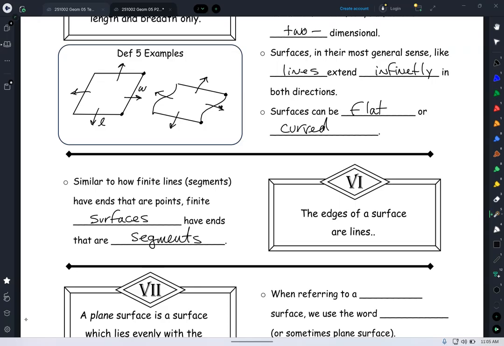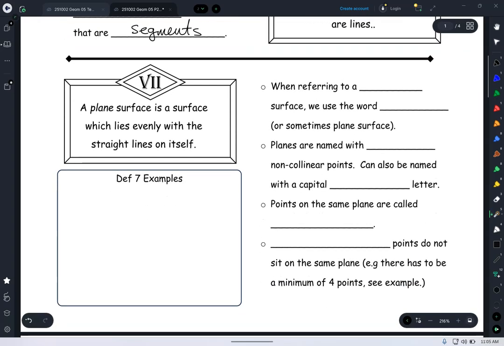And so that's what we've got going on. Now see the connection, right? We had points, and then points made the ends of lines, and now lines make the ends of surfaces. See how this works? Okay? It's a progression as we're working along here. All right, so let's continue with definition 7 now.